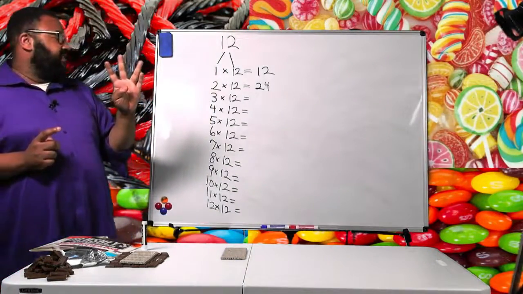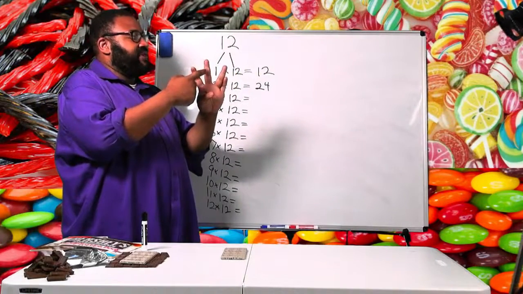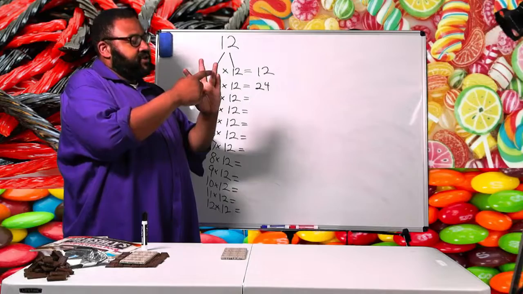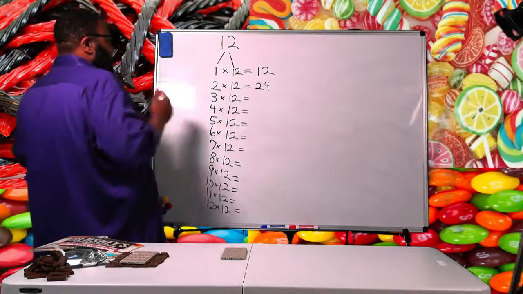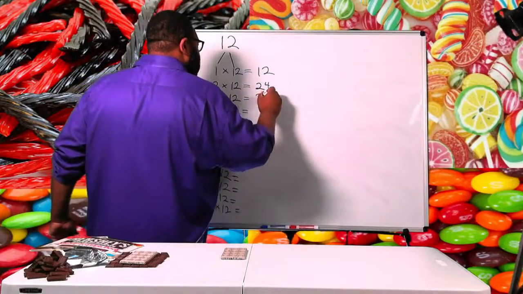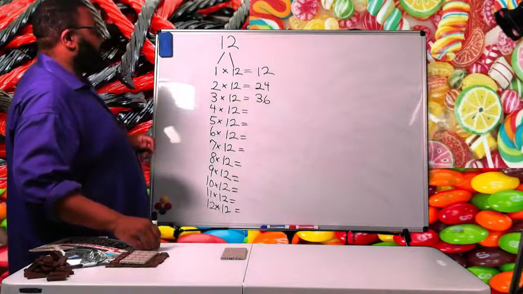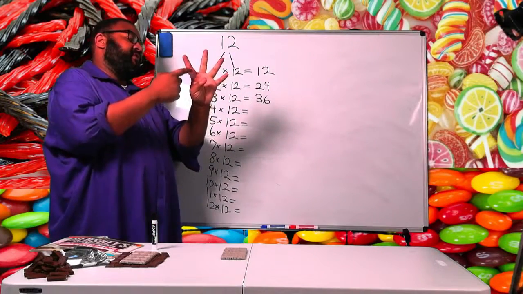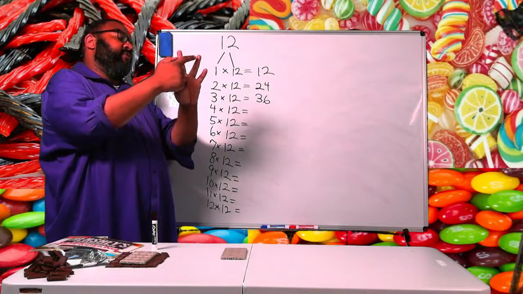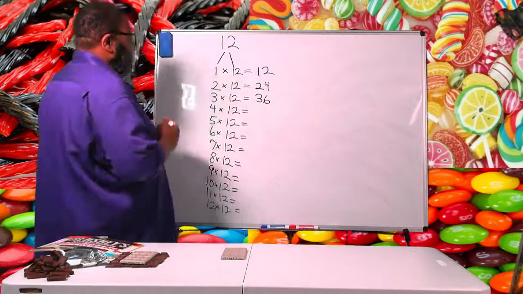Okay? Let's count again. 25, 26, 27, 28, 29, 30, 31, 32, 33, 34, 35, 36. 3 times 12 is 36. This is nothing more than repeated addition. What comes after 36? 37, 38, 39, 40, 41, 42, 43, 44, 45, 46, 47, 48.